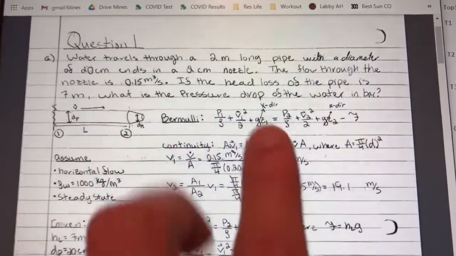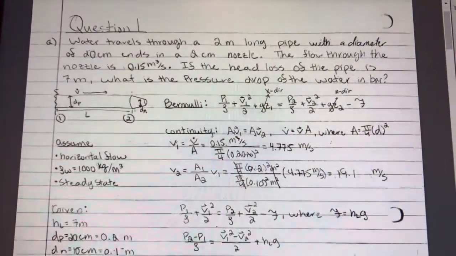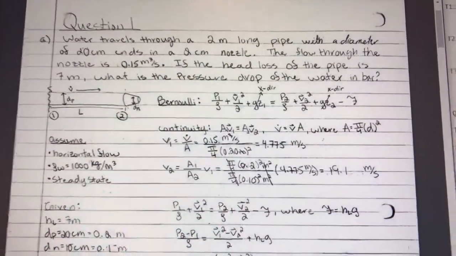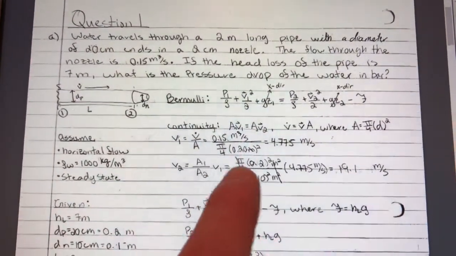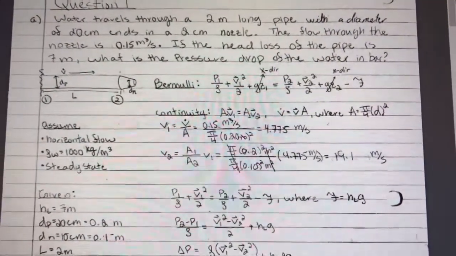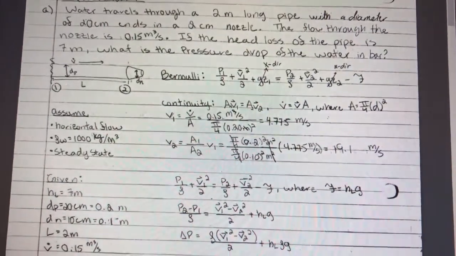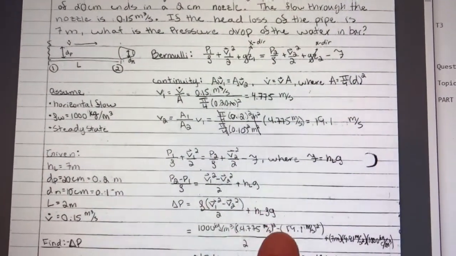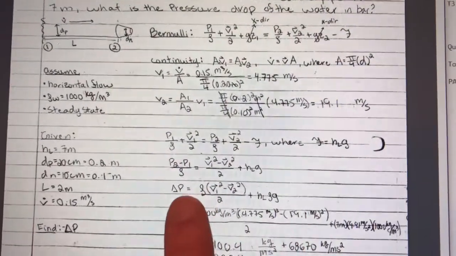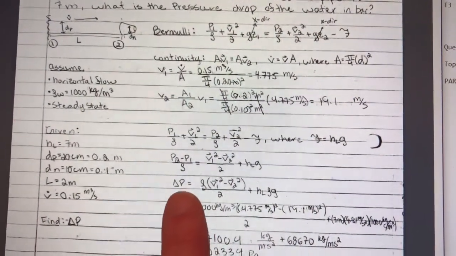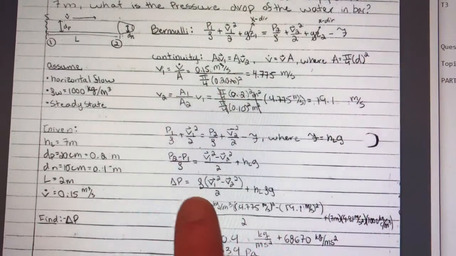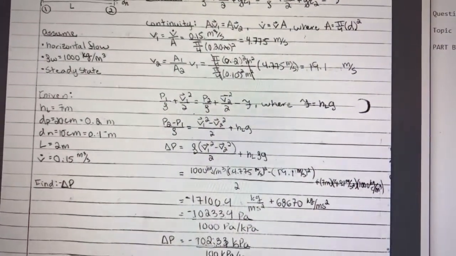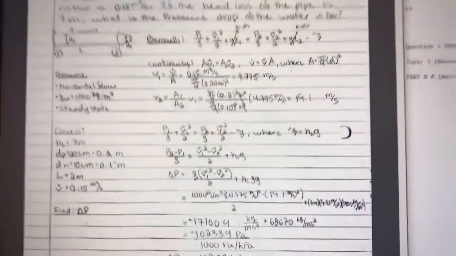Crossing out the two heights as everything is in the x direction, we apply the continuity equation to find the velocity of the fluid. From there, we plug in all of the given variables after rearranging for the pressure, of course, and solve for the difference in pressure of the system.